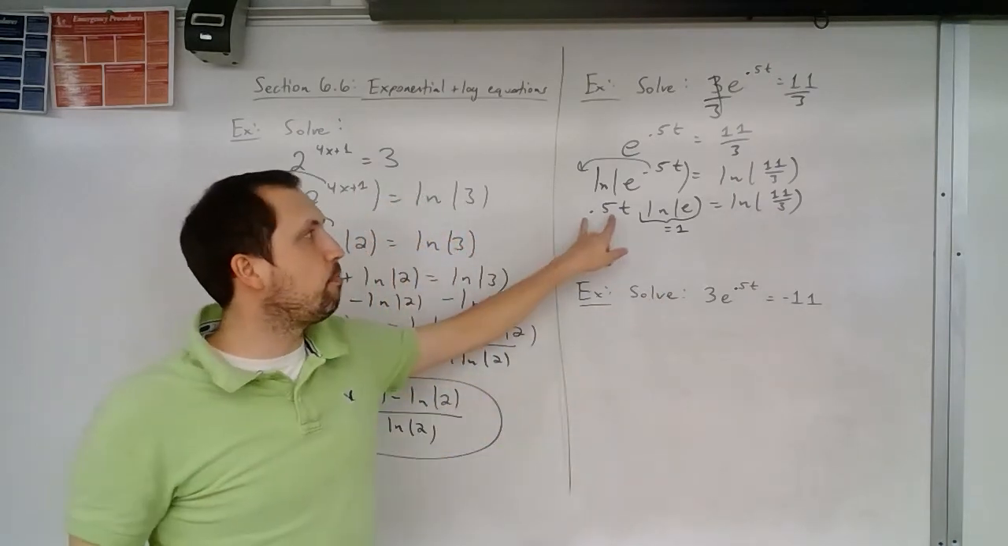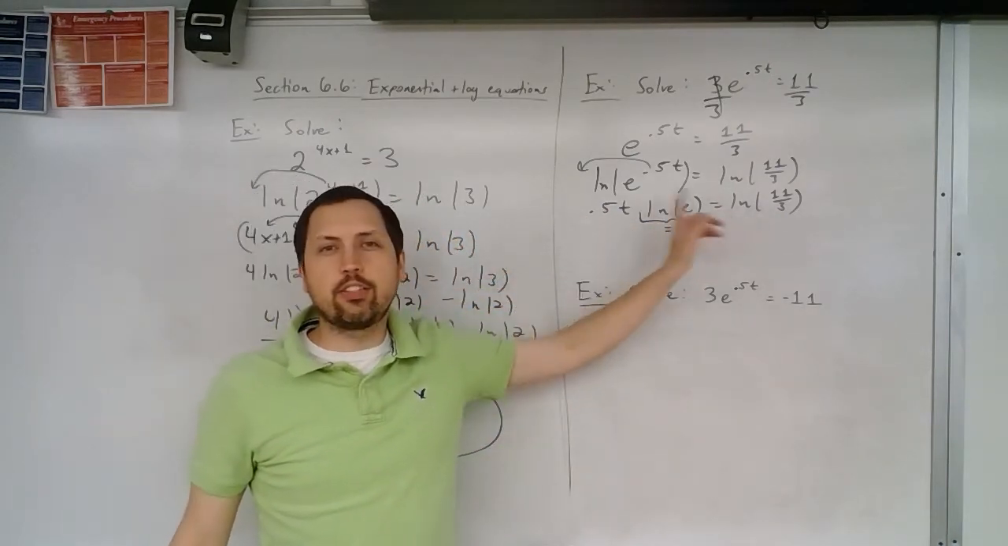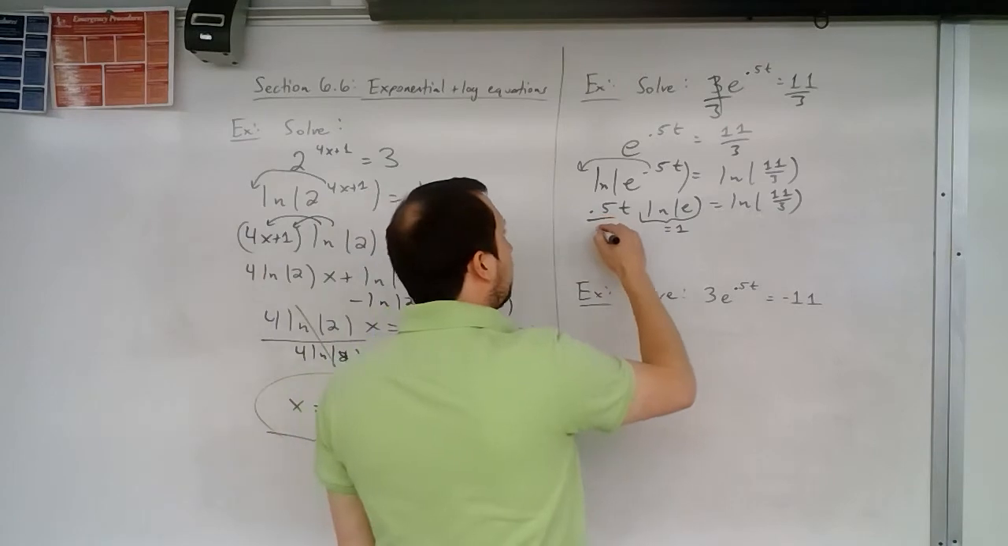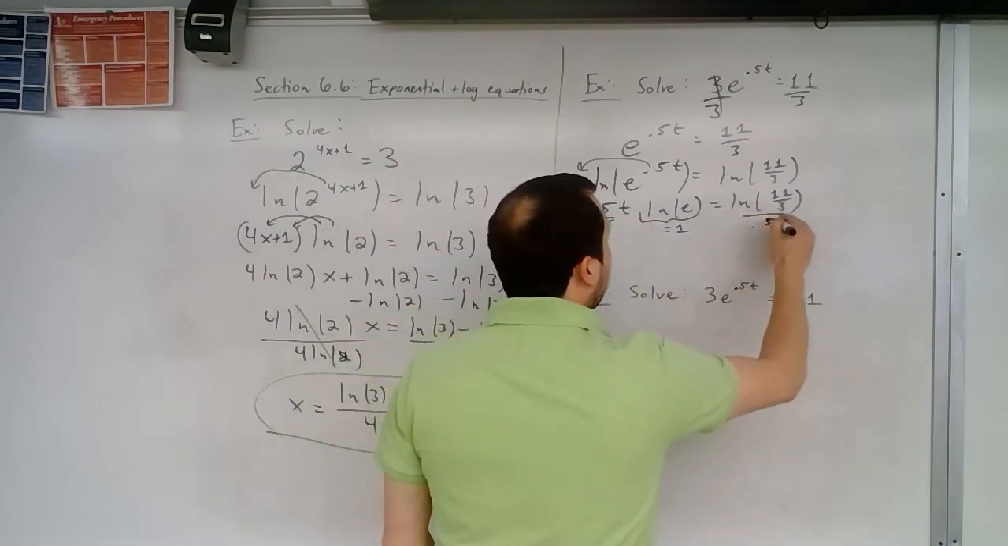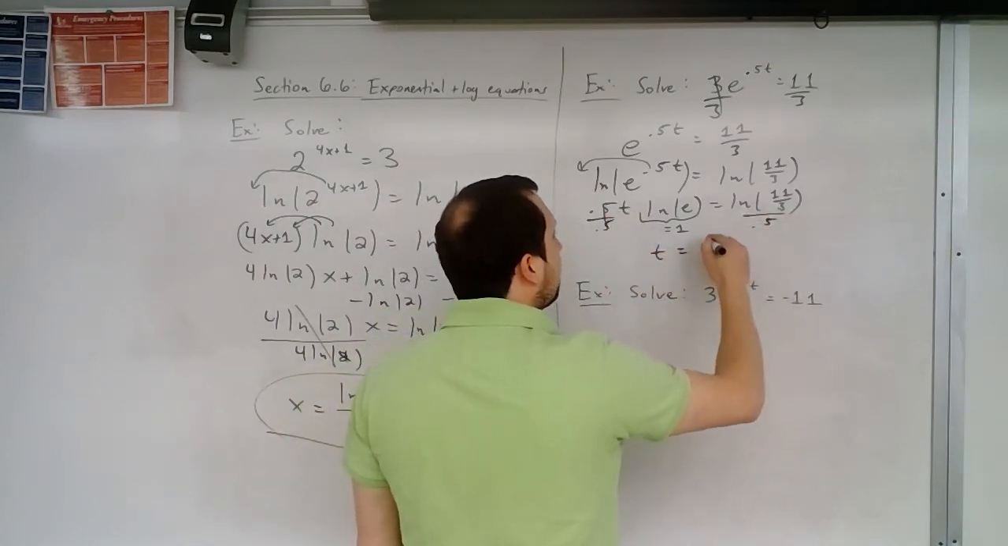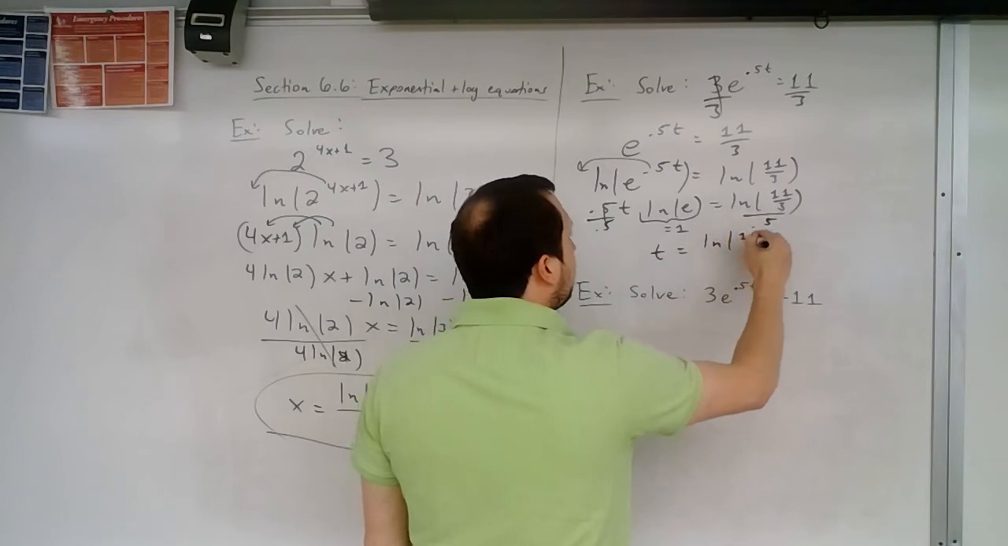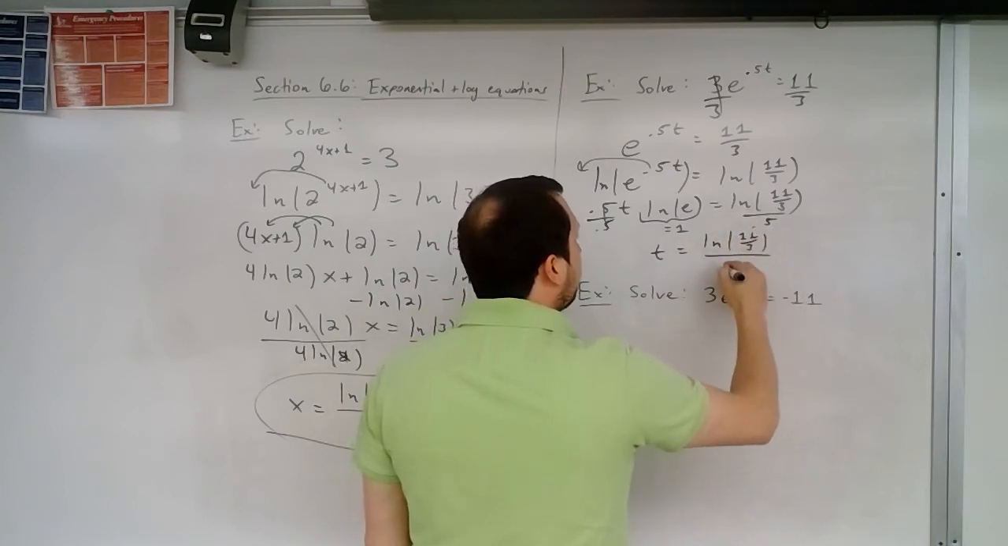So now I really have 0.5t is equal to that, so I just divide over the 0.5. Divide by 0.5, divide by 0.5. So this tells me t is my answer. That is natural log of 11 divided by 3, divided by 0.5.